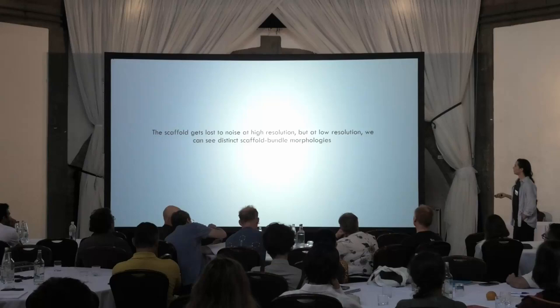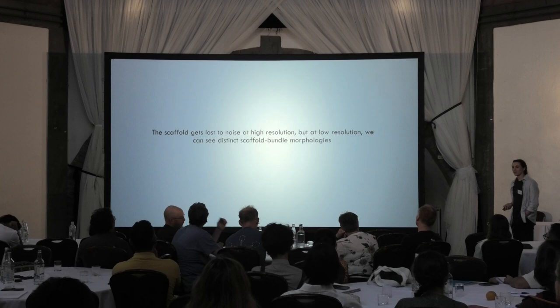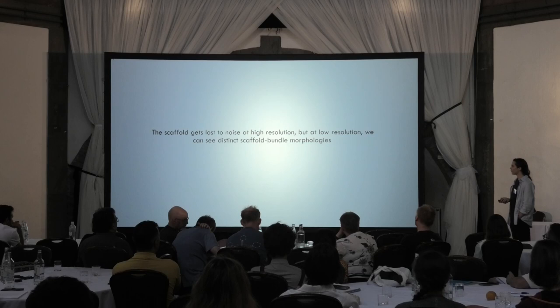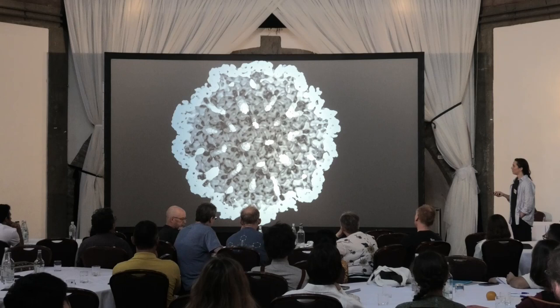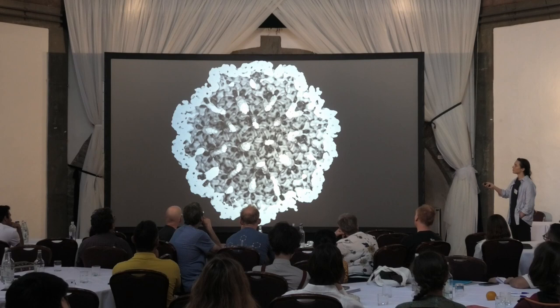So as you may know from the last slide, that scaffold gets lost in some ways during the reconstruction, most likely due to its inherent flexibility. Though if we look at it at low resolution, there's some interesting morphology we can see. So I have a movie here of a low resolution version of the capsid where we can see some bundles of it.